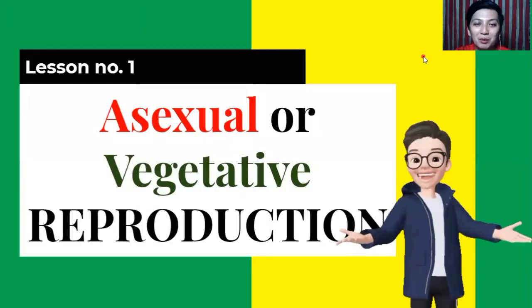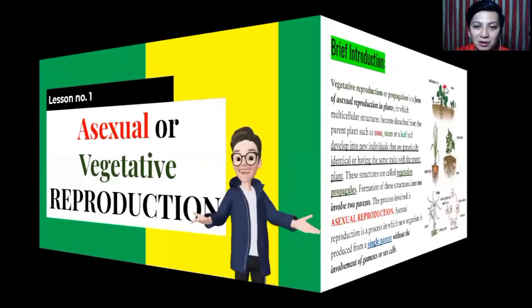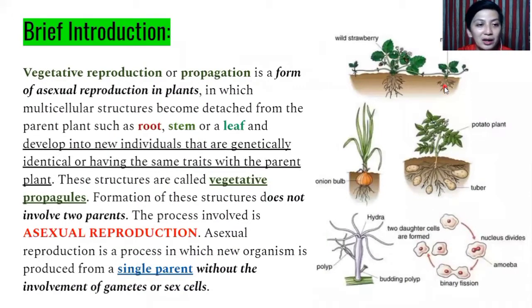So for lesson number 1, we are going to tackle about asexual or vegetative reproduction or propagation. So as a brief introduction, vegetative reproduction or propagation is a form of asexual reproduction in plants in which multicellular structures become detached from the parent plant such as root, stem, or a leaf and develop into new individuals that are genetically identical or having the same traits with the parent plant. These structures are called vegetative propagules. Formation of these structures does not involve two parents. So kahit isang parent lang, okay na yon.